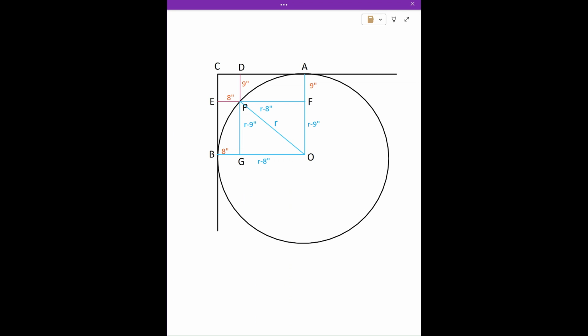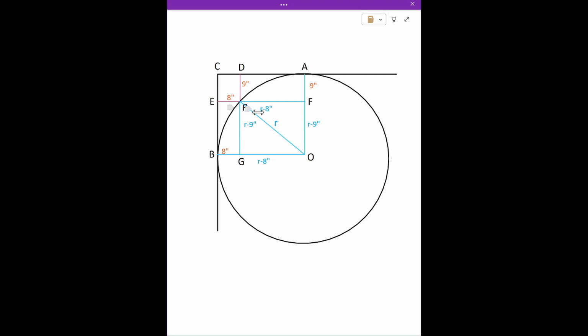Now, join A to O, B to O. Therefore, the distance AO will be equal to radius R. Distance BO will also be equal to radius R, and PO will also be equal to radius R.